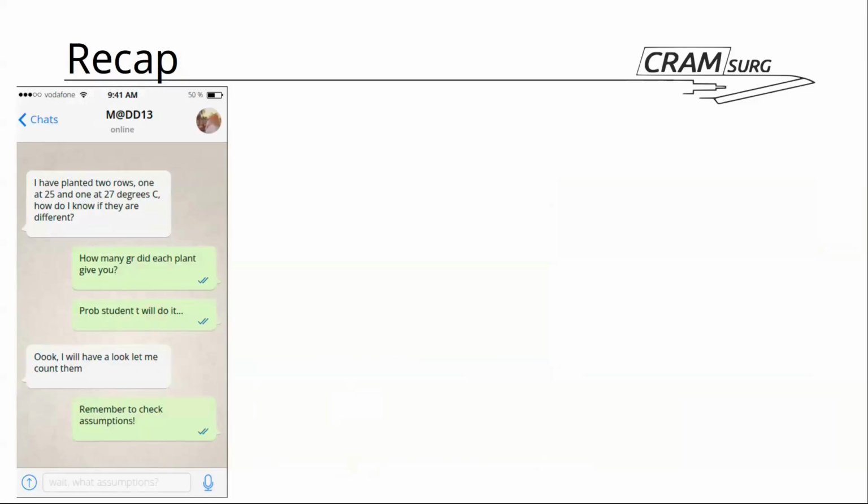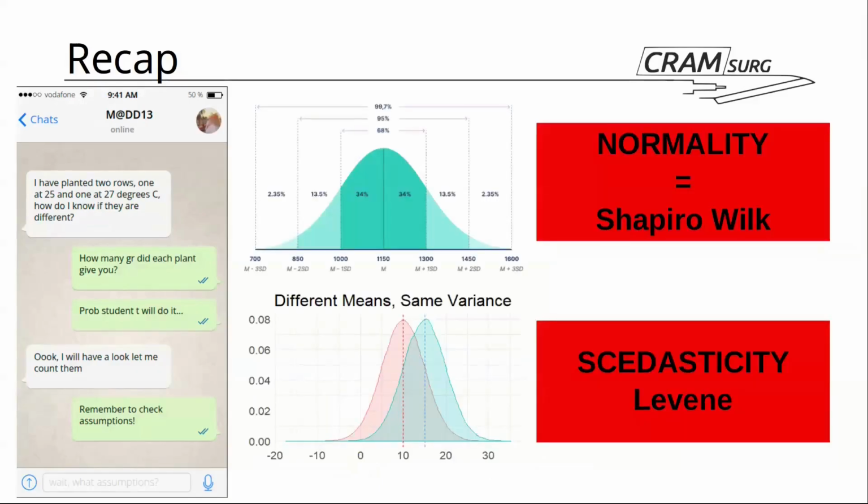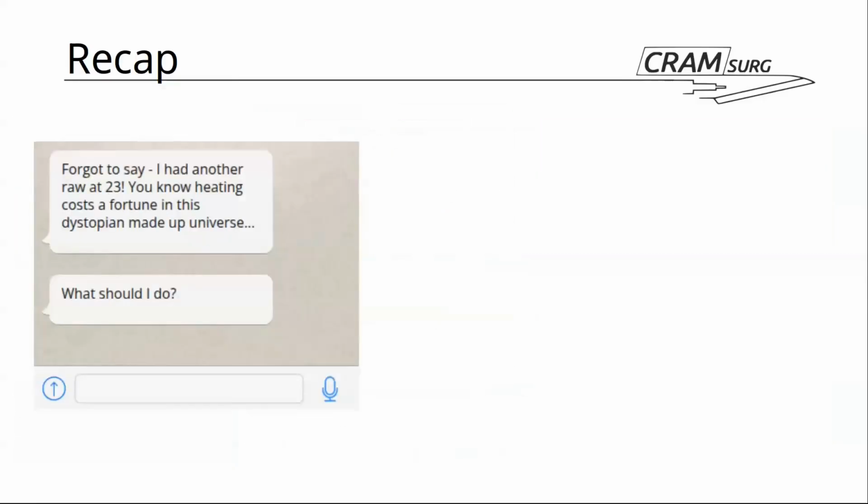And do you remember what assumptions we were talking about? Normality and homoscedasticity. Before running a Student's t-test, we need to make sure the data is normally distributed and the variances are not massively different. Correct, yes. Obviously if the data is not normally distributed and the variances are very different, we cannot run this type of test. Let's quickly move on.